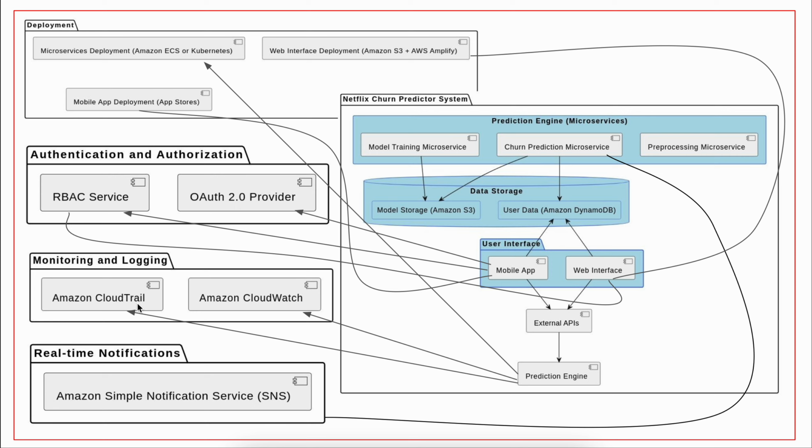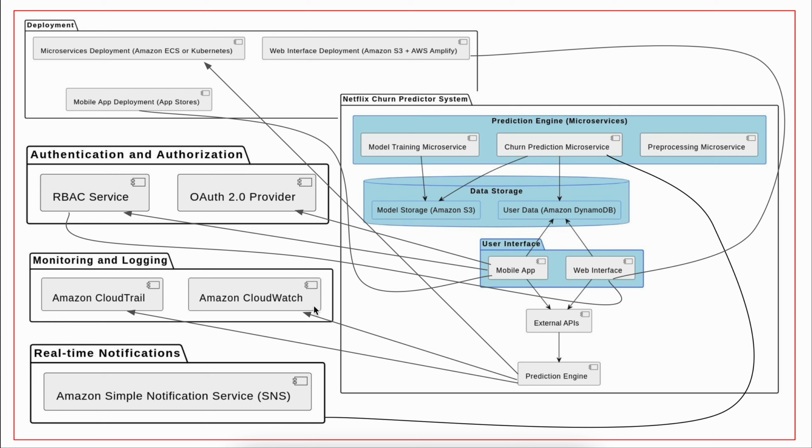We have two aspects here: Amazon CloudTrail and Amazon CloudWatch. Amazon CloudTrail logs API calls and activities within the AWS environment, which we have used during data storage, and it provides audit logs that help in tracking changes and ensuring security compliance. Amazon CloudWatch is used to monitor the performance of the system. It collects and tracks metrics, sets alarms, and provides insights into system health and performance.